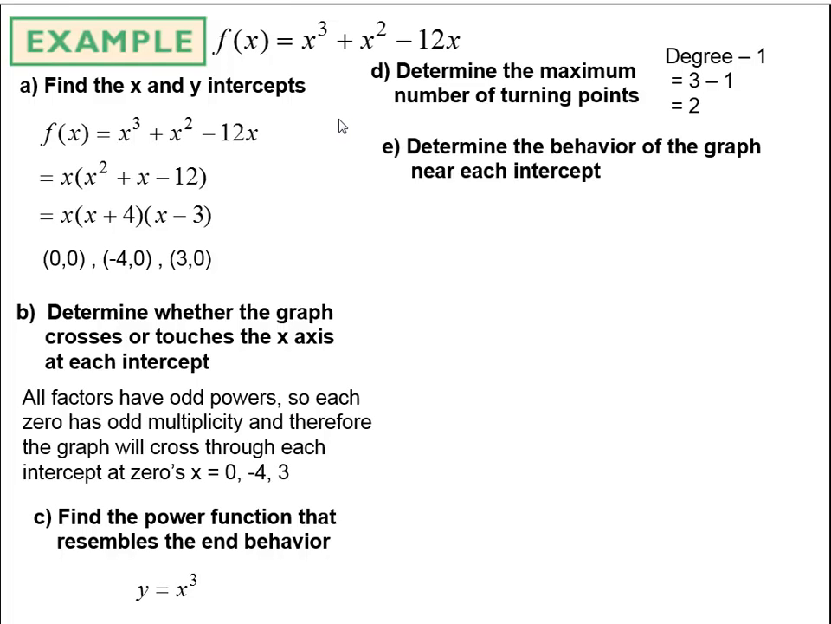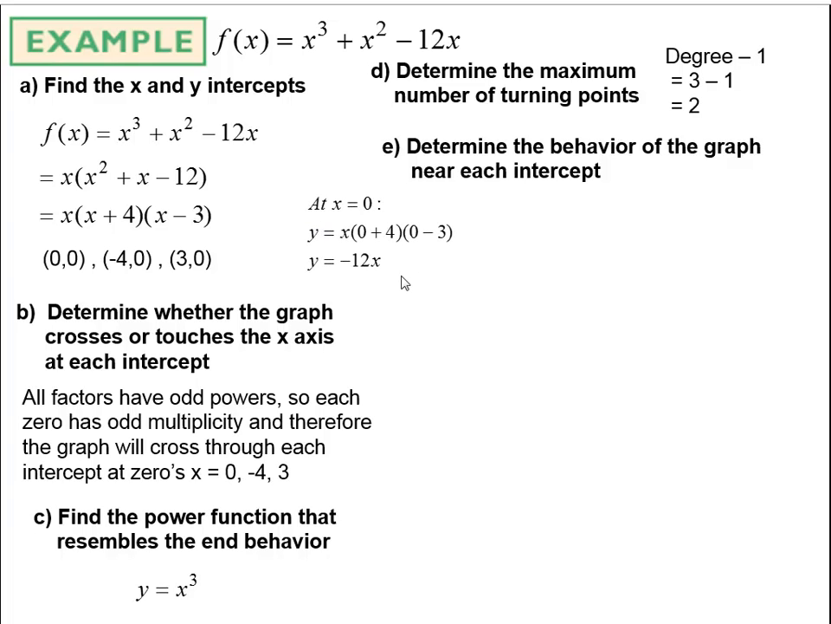Letter E says determine the behavior of the graph near each x-intercept. So again, we're going to plug each of our x-intercepts into this factored form of the equation, except for the factor it zeroes out. So when I plug 0 in, I'm not plugging it into this first factor, but I'll plug it into these two, and then I'll repeat that. When I plug -4 in, I'm not going to plug it into the second factor, but I'll plug it into the first and the last.